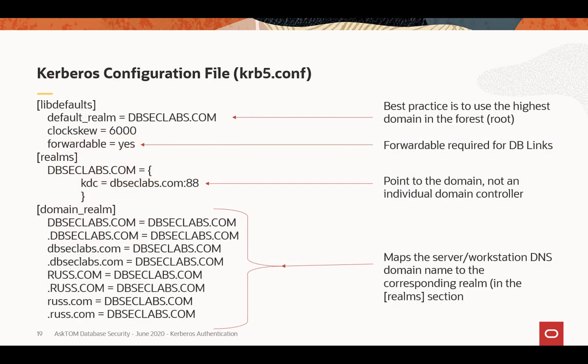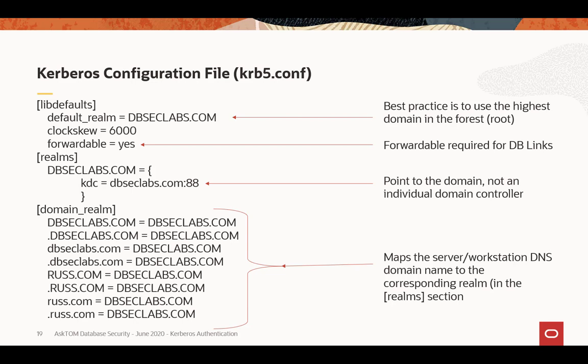This is an example of a krb5.conf file. There are three sections here, and you'll see them in brackets. The format of this file is critical. If the format is not just right, you will receive errors. They're very obvious errors, but this is the format you need to have.